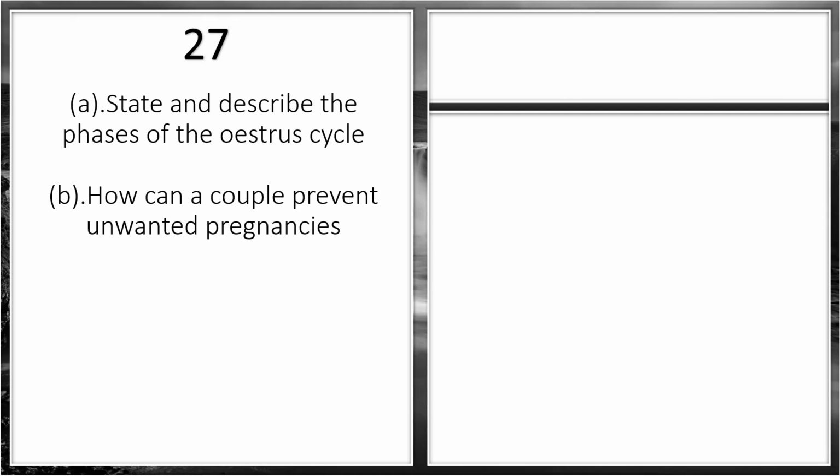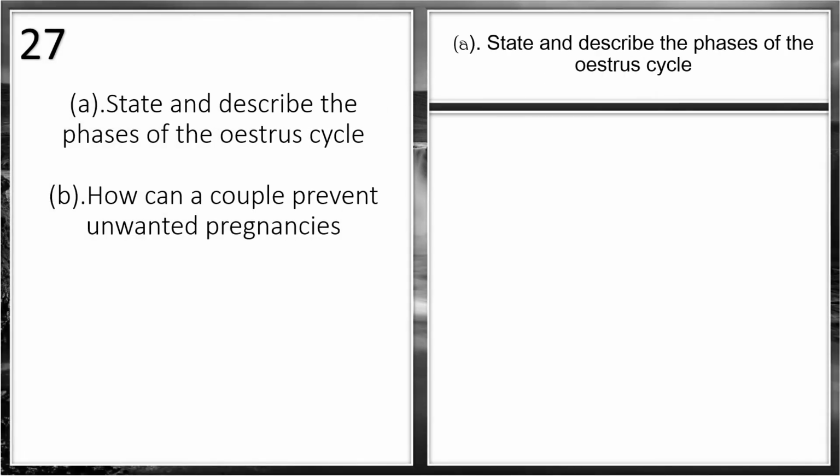27. State and describe the phases of the oestrus cycle. How can a couple prevent unwanted pregnancies? State and describe the phases of the oestrus cycle.